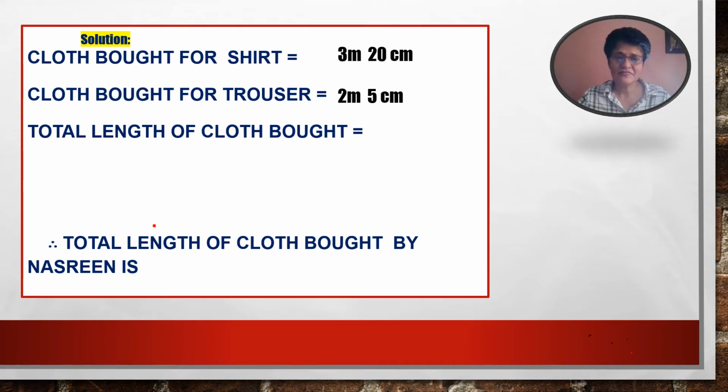Alright children, the first thing that we have to do is write the statements looking at the question. So I've written the statements here. Cloth bought for shirt 3 meters and 20 centimeter. Cloth bought for trousers 2 meters 5 centimeter. Total length of the cloth bought. Now for the total length we have to add these two, so we will be doing that. And finally you will be writing the final answer, the total length of cloth bought by Narseen is. So like this you write your statement sums, and once you know how to write your statements, I can teach you how to solve this question.